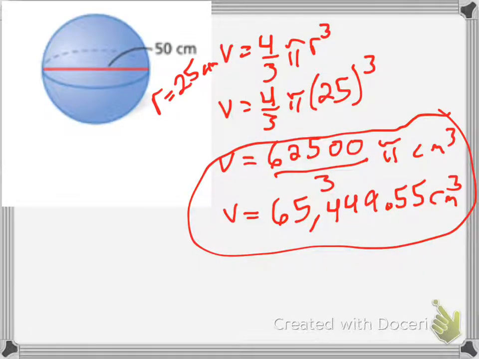Sphere, our radius here is 25, 50 divided by 2. Our formula is volume equals 4/3 pi r cubed. Volume equals 4/3 pi times 25 cubed. Volume is 62,500 over 3 pi centimeters cubed, or approximately 65,449.55 centimeters cubed.